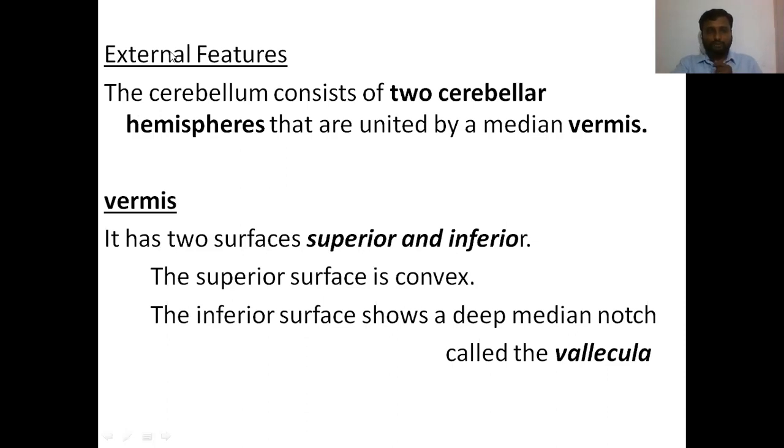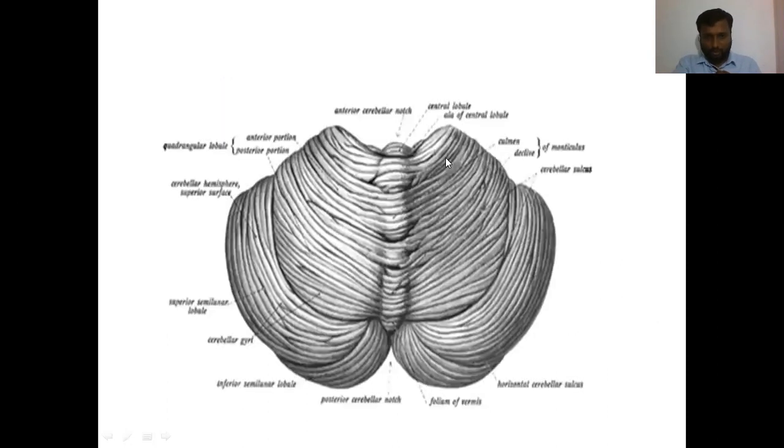Now, what are the external features of the cerebellum? The cerebellum consists of two cerebellar hemispheres connected by the vermis, like the cerebrum, which has two cerebral hemispheres connected by the corpus callosum. Now see this image. This is the right cerebellar hemisphere, and this one is the left cerebellar hemisphere. So the two hemispheres are clear here.